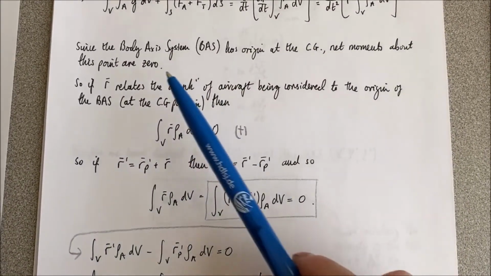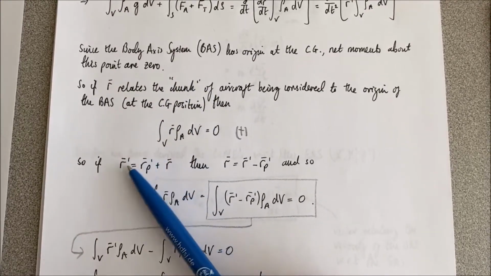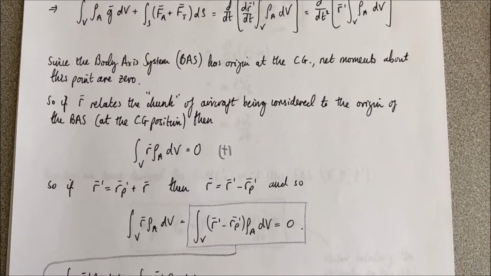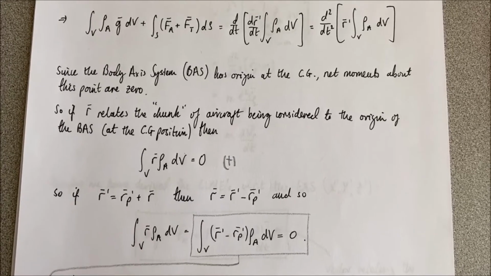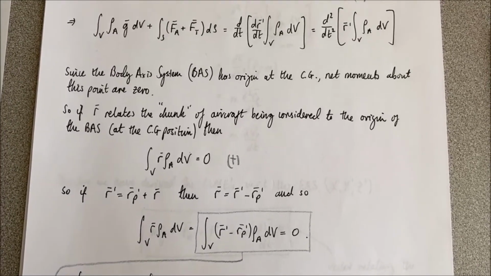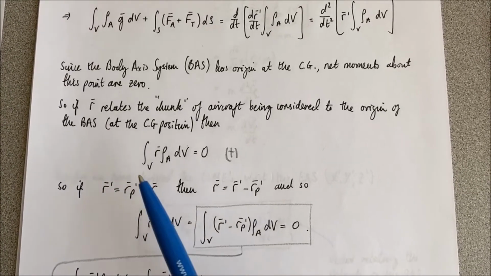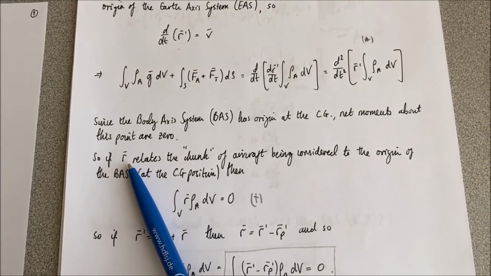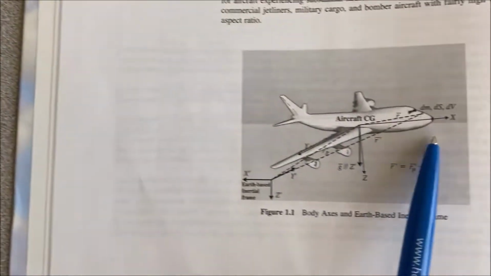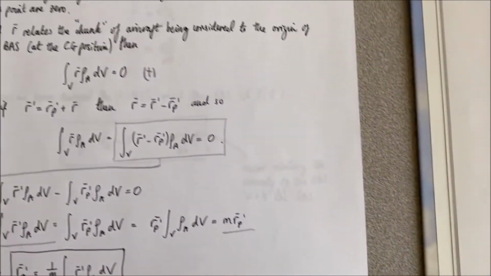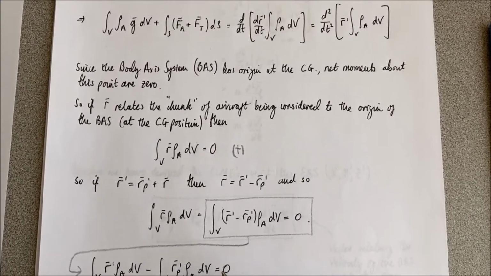We also know that the body axis system has its origin at the center of gravity, as we've just described in this figure, right? The center of gravity is here. That's going to be the origin of our body axis system. And because the origin of that axis system is at the center of gravity position, if the aircraft is in trim, then the net moments about that point are 0. So if this r bar relates the chunk of aircraft that we're interested in to the center of gravity position, then the net moments about that point are 0.